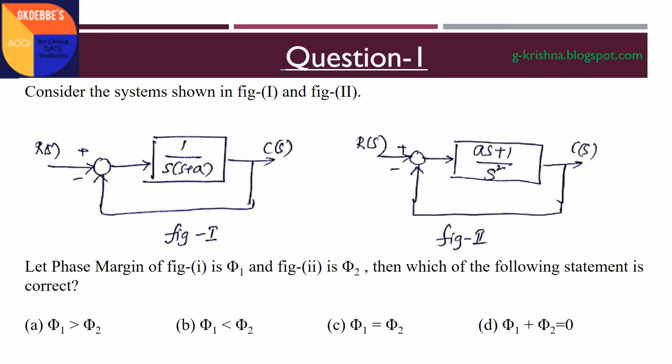Consider the system shown in figure 1 and figure 2. Let the PM of figure 1 be phi 1 and of figure 2 be phi 2. Which of the following statements is correct? Phi 1 greater than phi 2, phi 1 less than phi 2, phi 1 equal to phi 2, or phi 1 plus phi 2 equal to 0. Let us go to the solution.